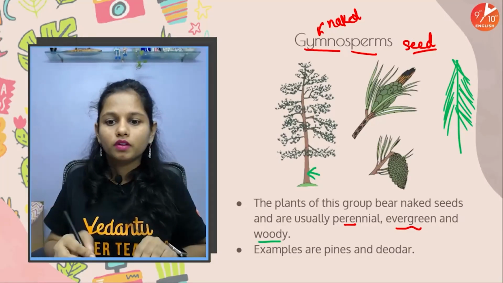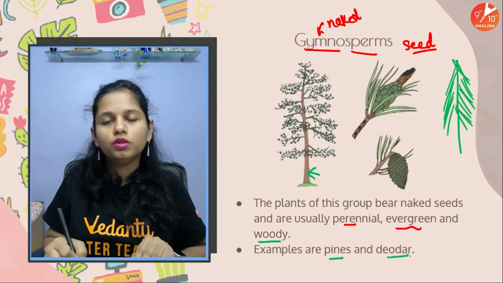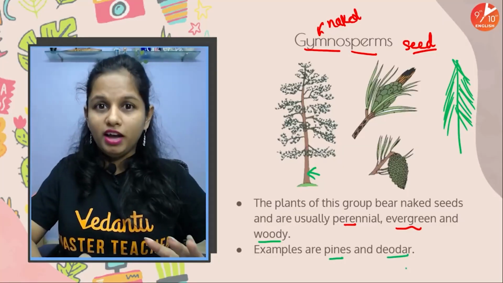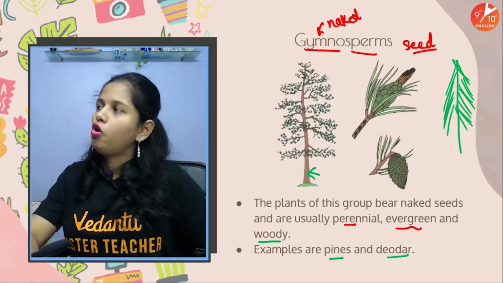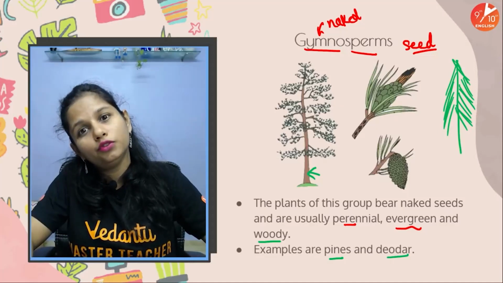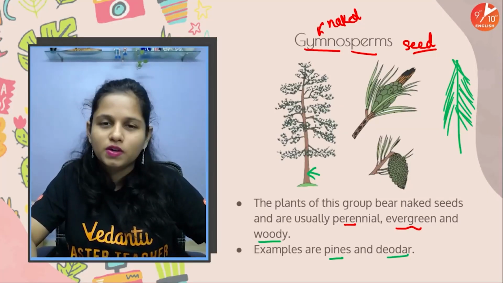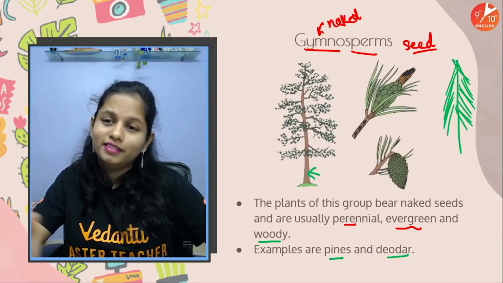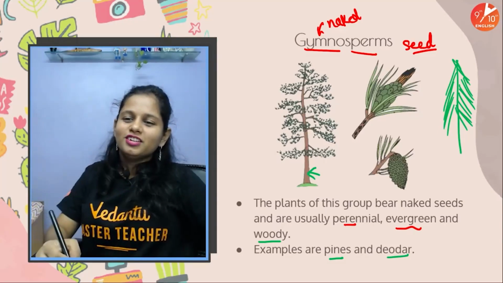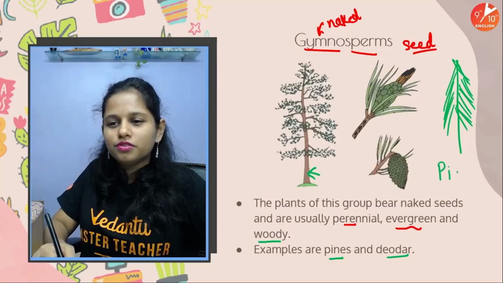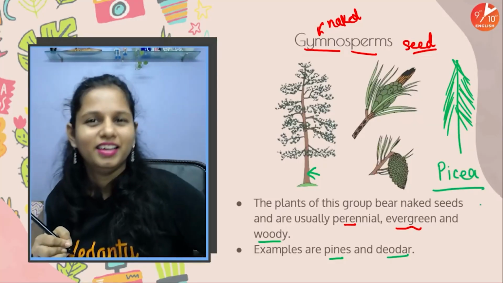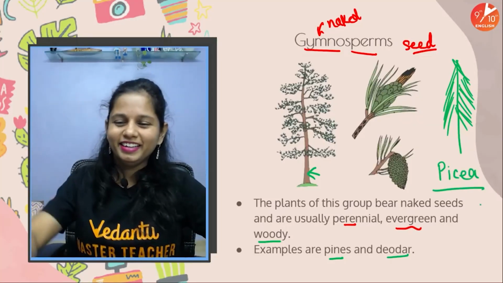Examples are pines and deodar. If you have been to Kashmir, all those coniferous trees that you spot over there are called gymnosperms. And just now I mentioned the Christmas tree. The botanical name of the Christmas tree is Picea. Interesting, isn't it?